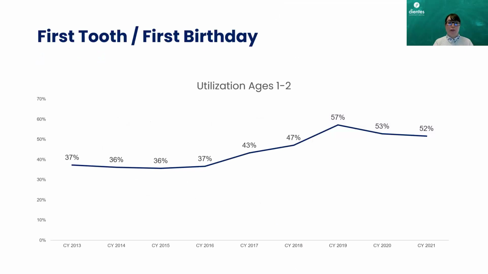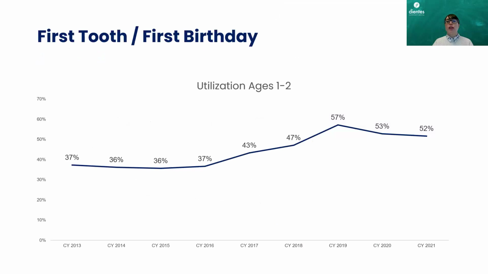For example, for first tooth, first birthday, we went from 37% utilization for ages 1 to 2 on Medi-Cal to 57% in 2019. We had a little bit of a drop with COVID, but as you can see, that's a tremendous change. How did we make this happen?